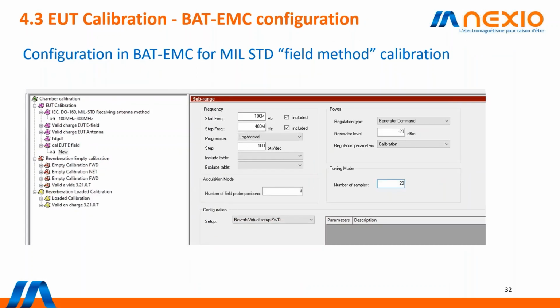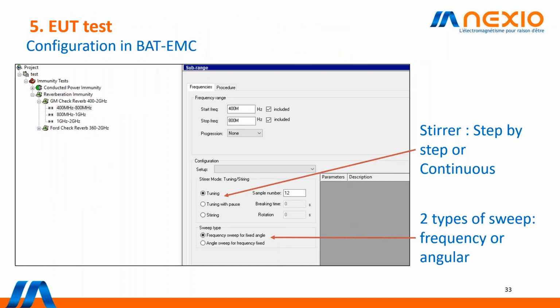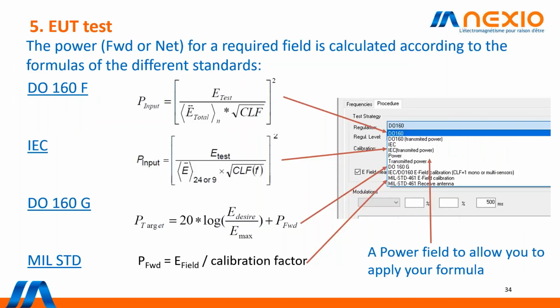Here is the calibration configuration window with the field method, only used for Mil STD. So for the configuration in BAT-EMC, you can select the stirrer, so step-by-step or continuous, and there are two types of sweep, frequency or angular. According to the standard and the formula you want to use, BAT-EMC gives you the possibility to choose the regulation you want.